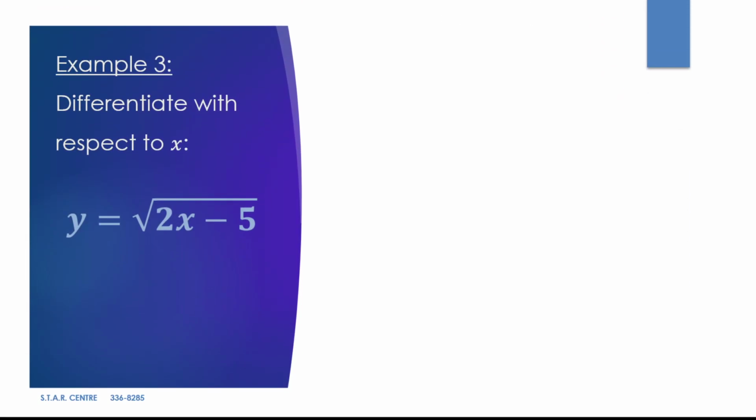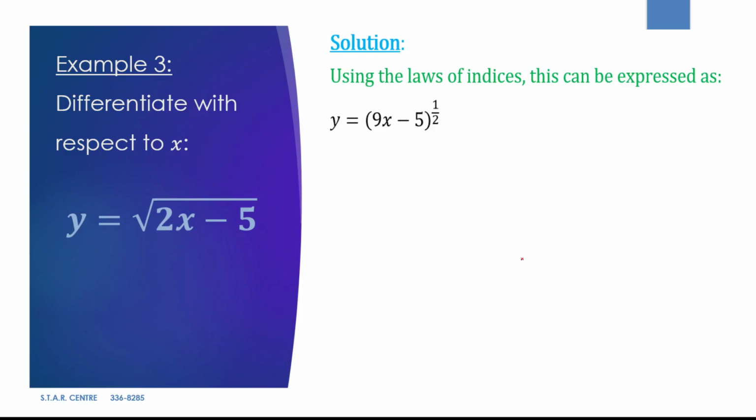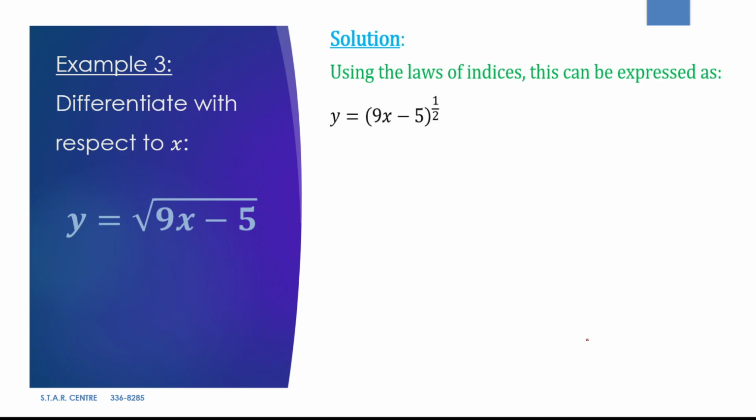Example 3, differentiate with respect to x, the square root of 9x minus 5. So again, this is similar to an example we did in the power rule, where it is not exactly in the form that we are working with. However, we can use the laws of indices to get it in the form before we differentiate. So this can be expressed as y equals (9x minus 5) to the power of a half.